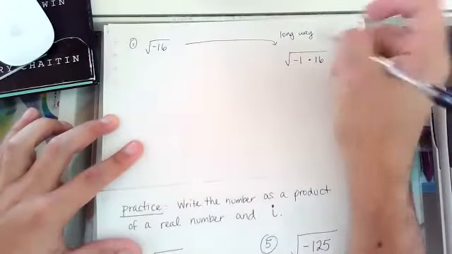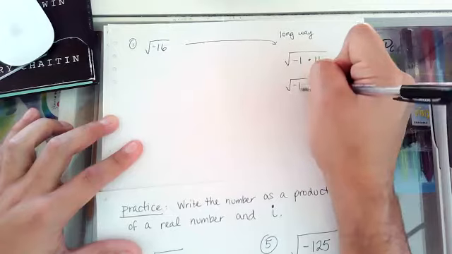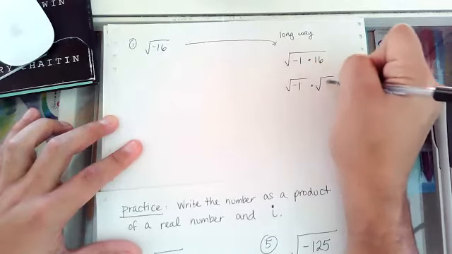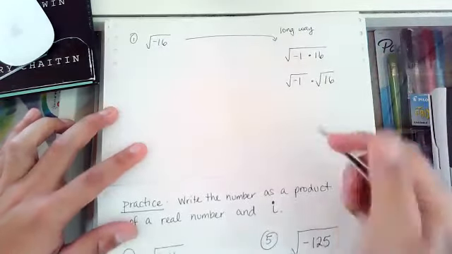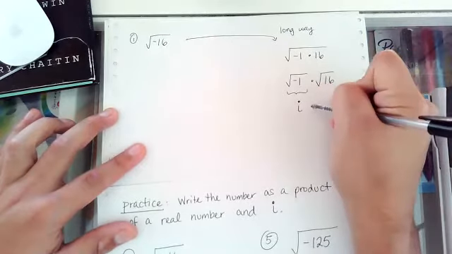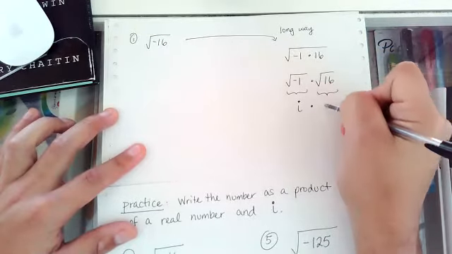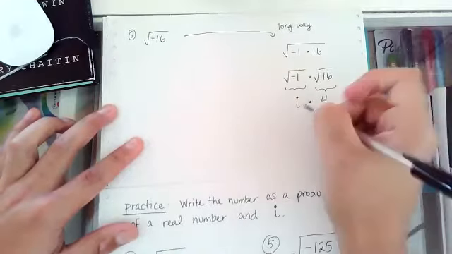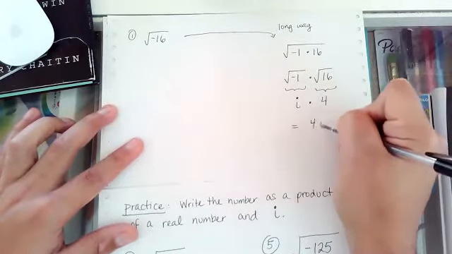Then I split up the radical like so. I know that this is the imaginary unit now, and I know that I'm multiplying that by the square root of 16, which simplifies to 4. So in that case, we would just get 4i.